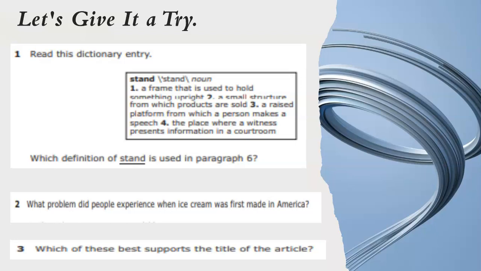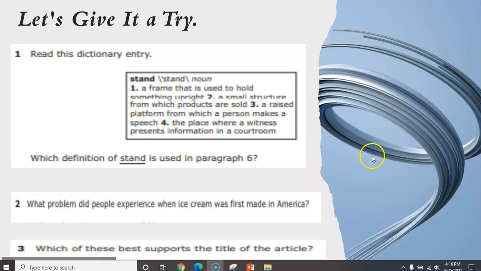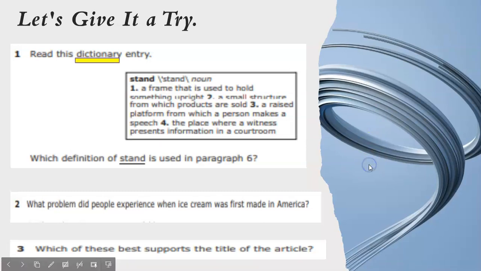Now, I've read the question. I've read it carefully. Now I want to move on to highlighting or underlining key words that may help me understand what the question is asking. So the first thing I notice is, bam, the word dictionary. Now, I know that a dictionary is going to have definitions of words. So I need to keep that in my mind as I move forward. I need to understand what the words I'm reading mean. Okay? And specifically what the word stand means, because it has four definitions.